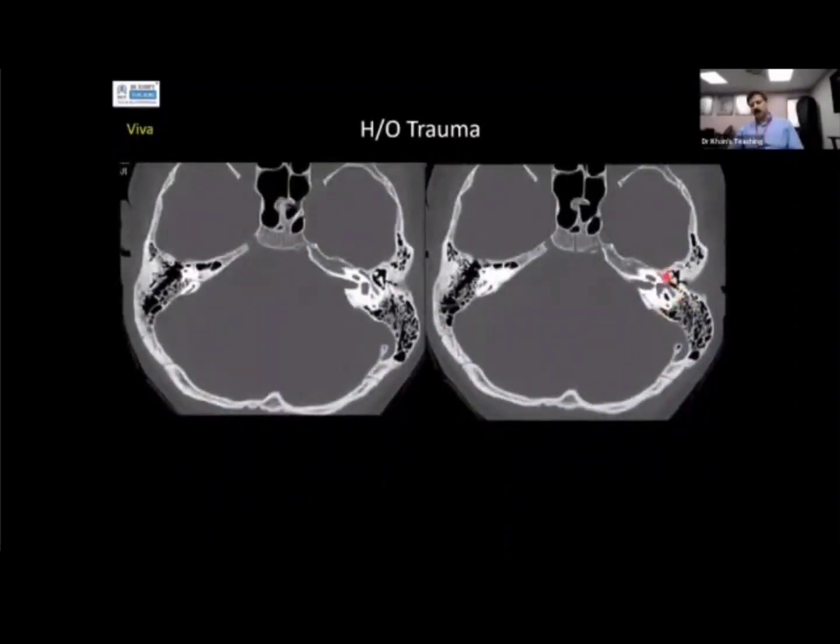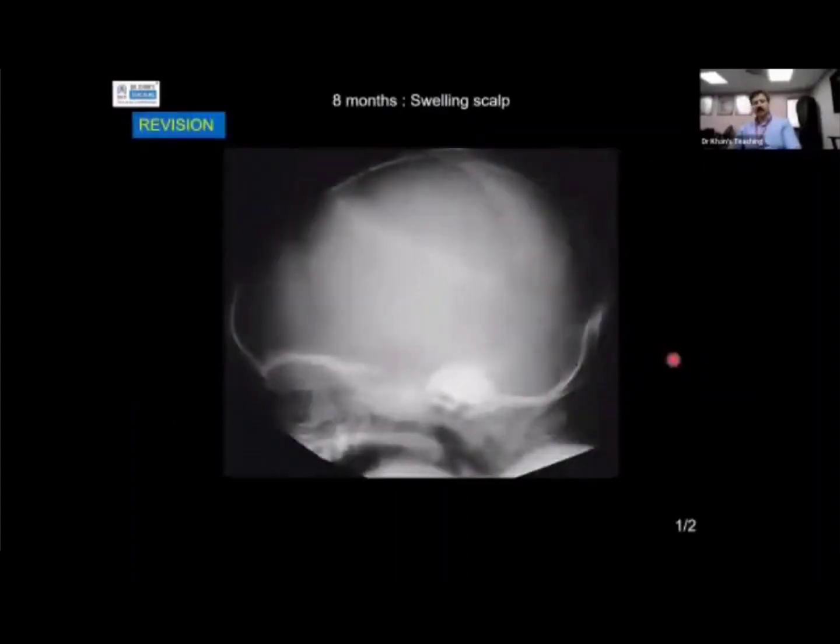If you see, this is the head of the malleus, it should have been sitting on this. It is not sitting on this. So this is another incudomalleolar dislocation.